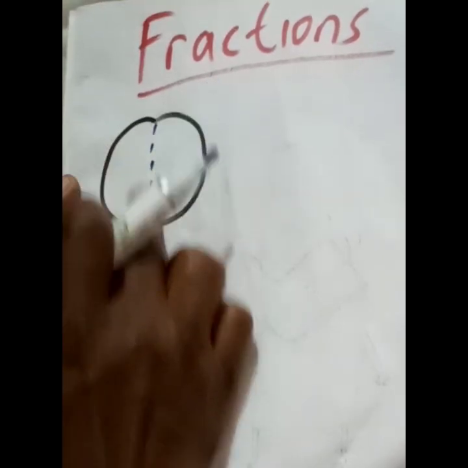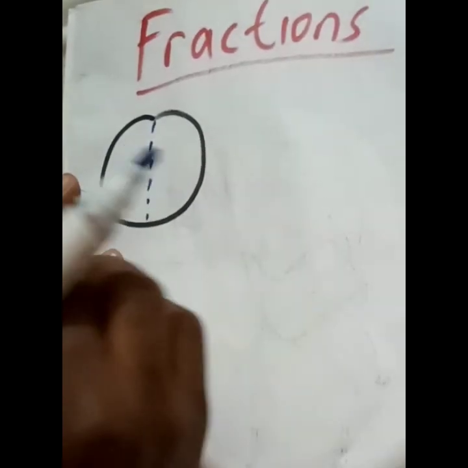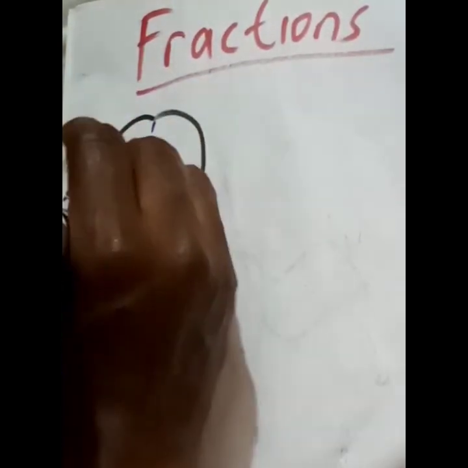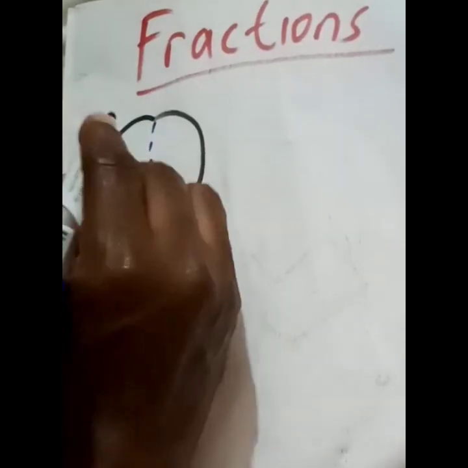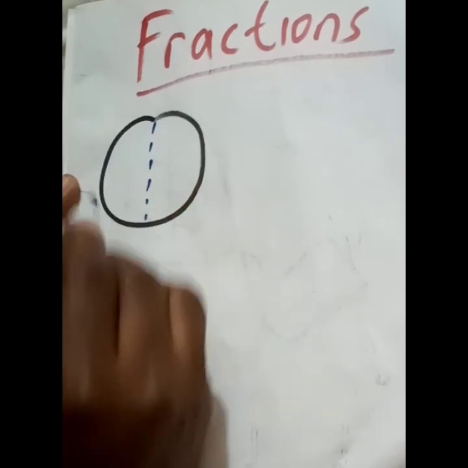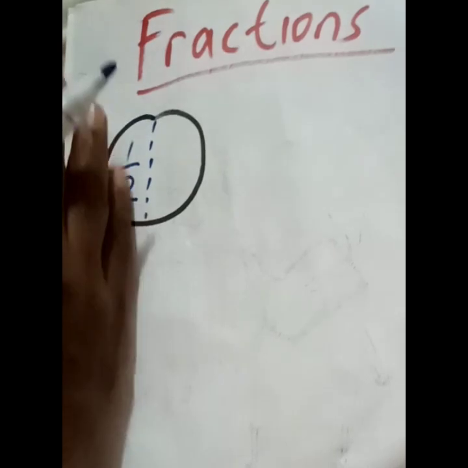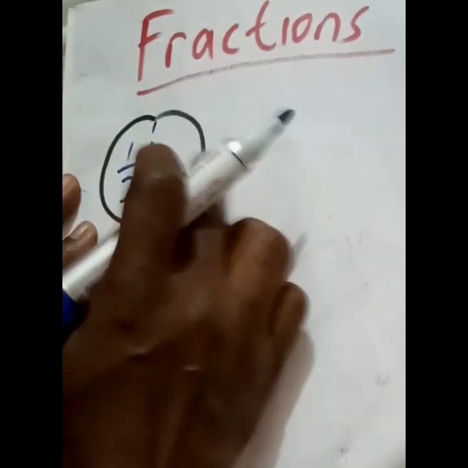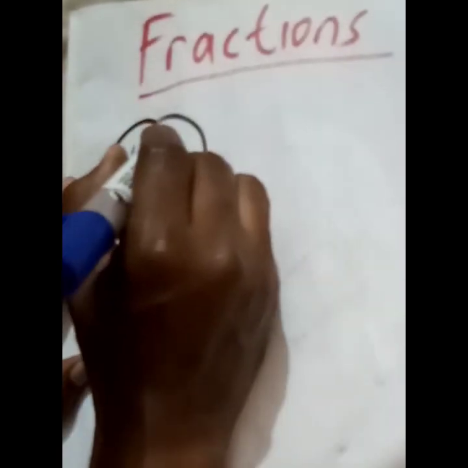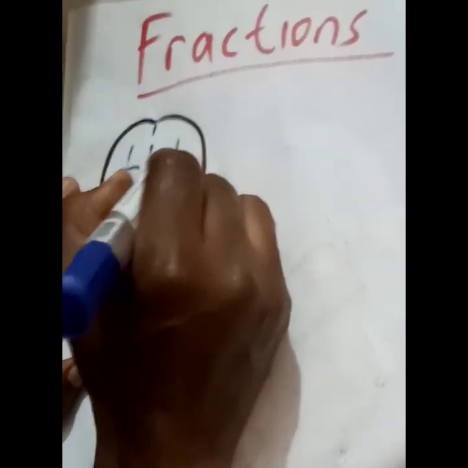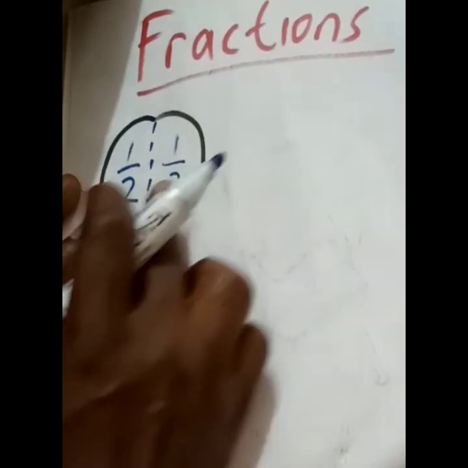Now, because we have divided this orange into 2, this side now is a half. And how do you write the half in mathematics? You say 1/2. This side, this half, is 1/2 because you divided the orange into 2. This other half is 1/2. The side is 1/2, the side is 1/2.